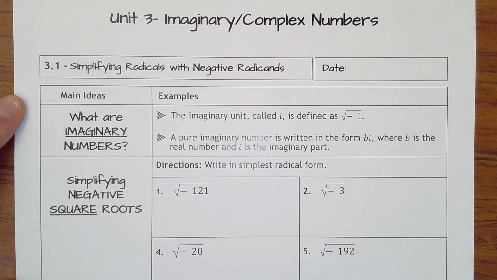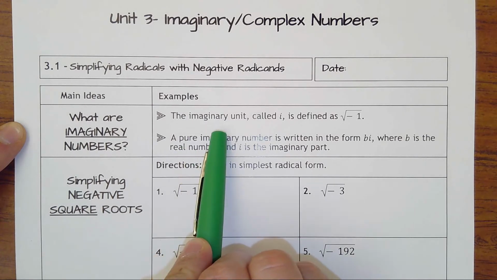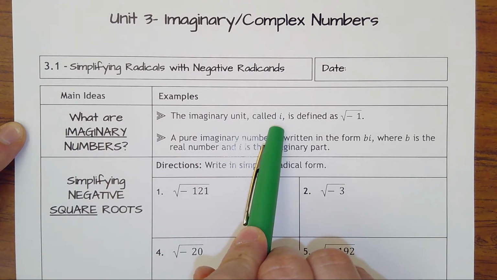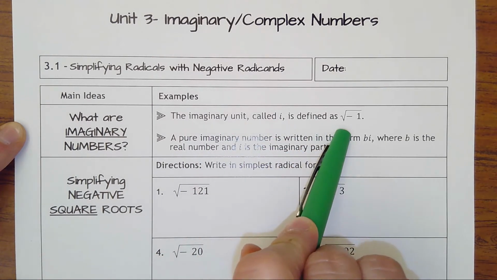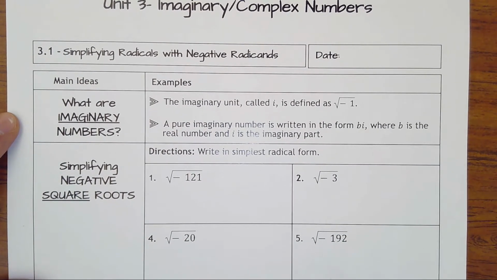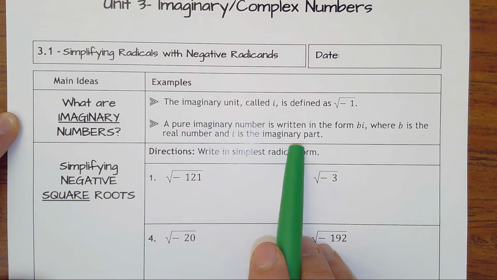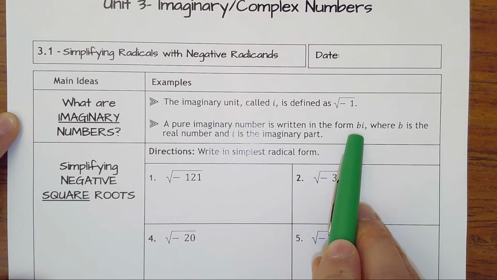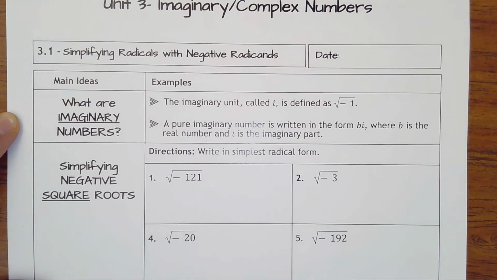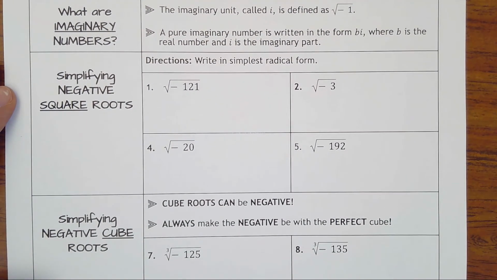Imaginary numbers are going to happen when we try to square root a negative number. And so that's actually the definition. The imaginary unit, the letter i, is defined as the square root of -1. A pure imaginary number is written in the form bi, where b is a real number and i is the imaginary part. So it's like having a coefficient or a number in front of i. Just like when we have 2x or 5x, it's 3i, 4i, 2i, -i, all that kind of stuff.